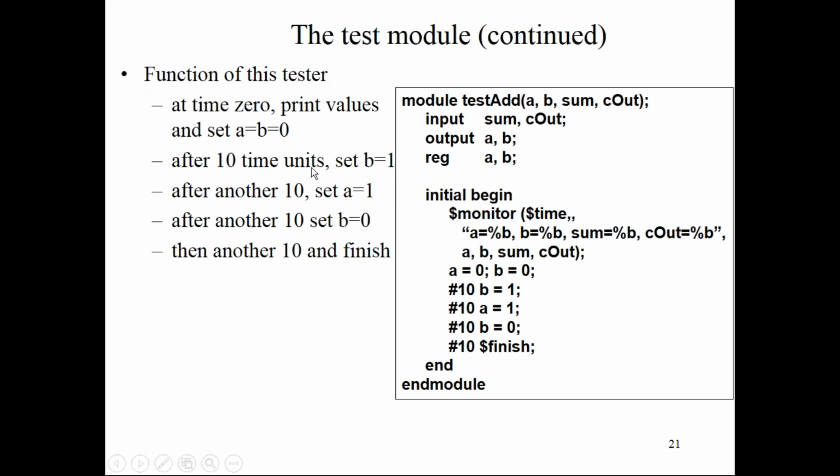So the function of the tester or test module is to generate the test cases. If you are seeing this program, at time 0, A and B are both set to 0. After 10 nanoseconds, or 10 time units, B is initialized to 1, and after 10 nanoseconds, A is initialized to 1, and afterwards, after 10 nanoseconds, B is again initialized to 0. Then it terminates the simulation, so in total of 40 nanoseconds your simulation will be completed.